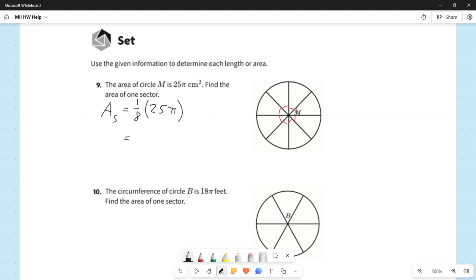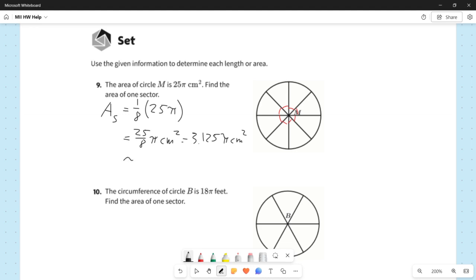Well, 1/8 of 25, when you have a fraction and you're multiplying by an integer like this, the integer just gets multiplied to the numerator. So this is going to be 1 times 25, which is simply 25/8 pi. And now we can have our units of cm squared. If you were to express this as a decimal, 25 over 8 is 3.125 pi cm squared.